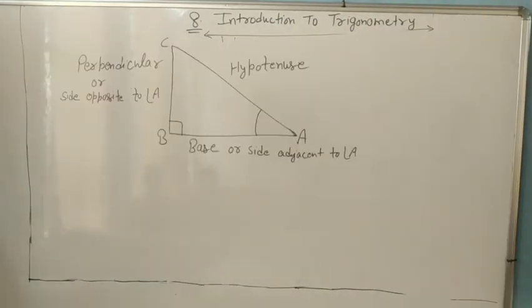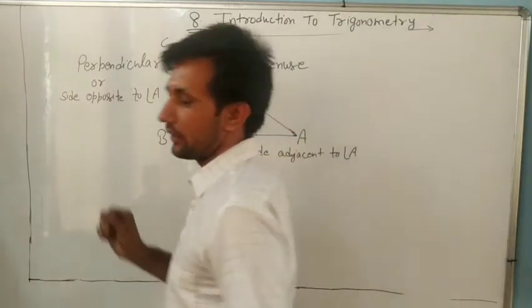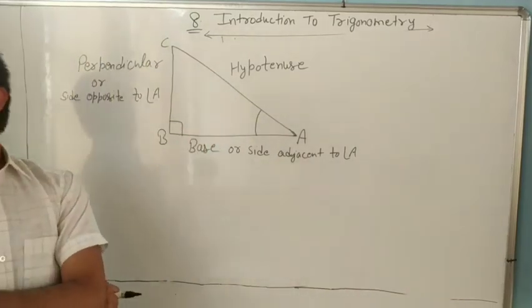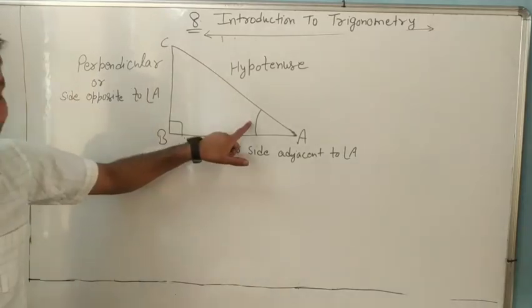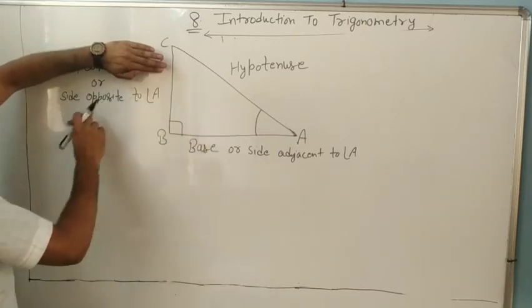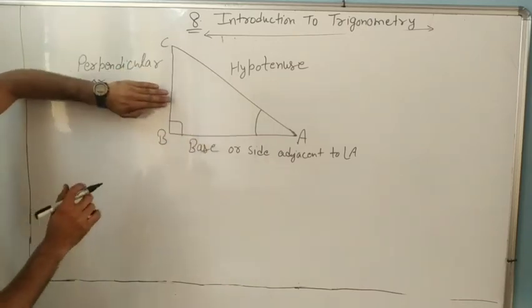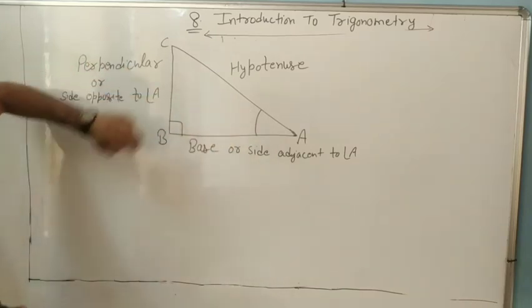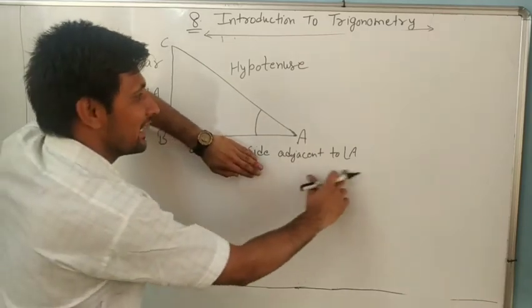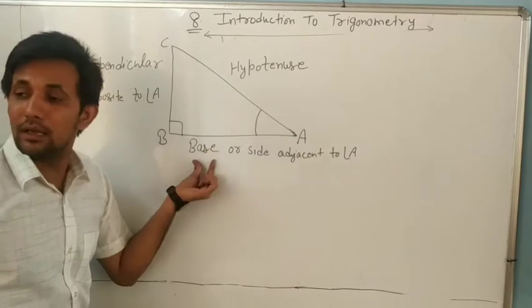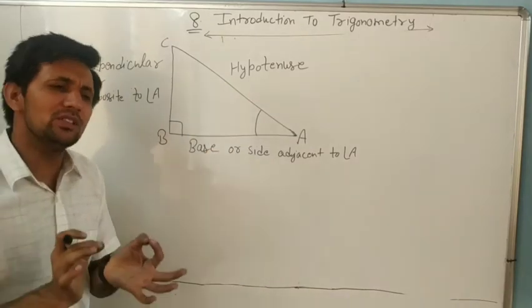Now dear, we are going to start our exercise. Look at this. Everyone knows it is a right angle triangle ABC. If we are taking angle A, what is the name of this side? The side opposite to angle A is always the perpendicular, and the side adjacent to A, the side with the angle, is called the base. So we will always use perpendicular and base.